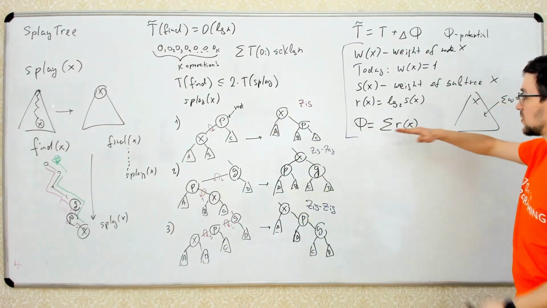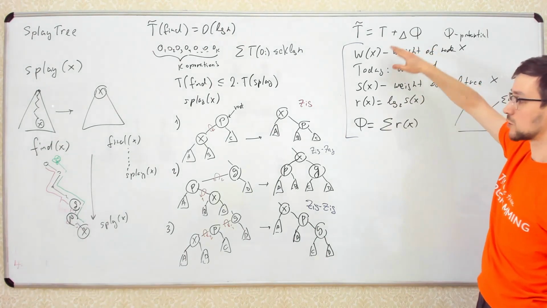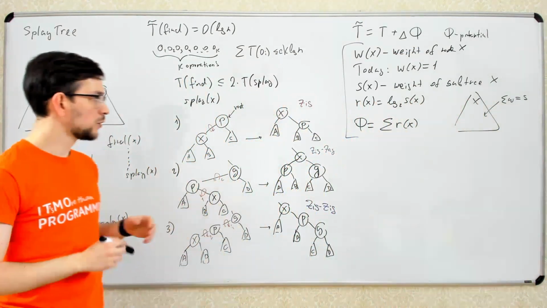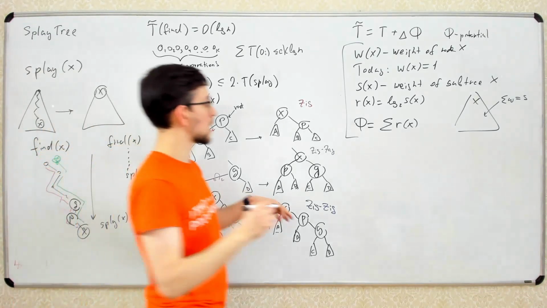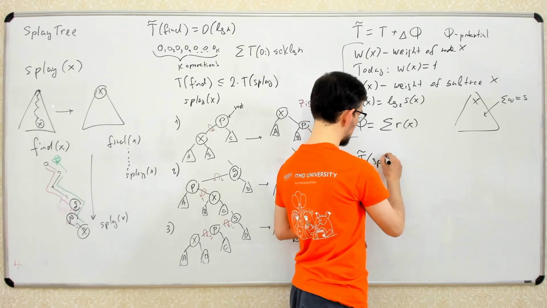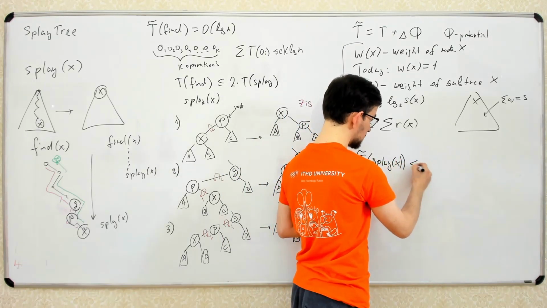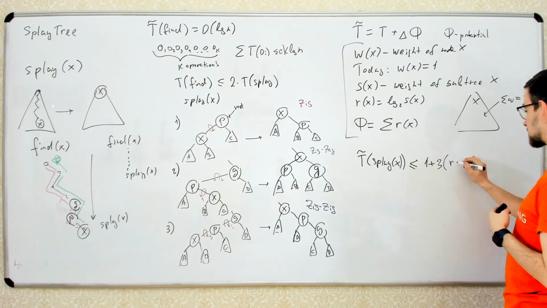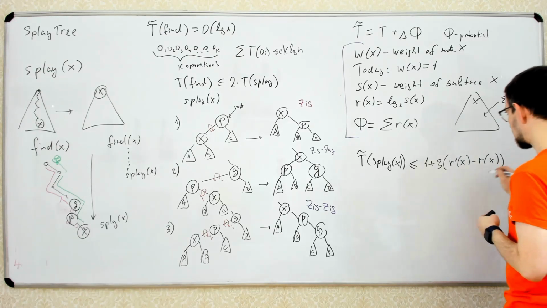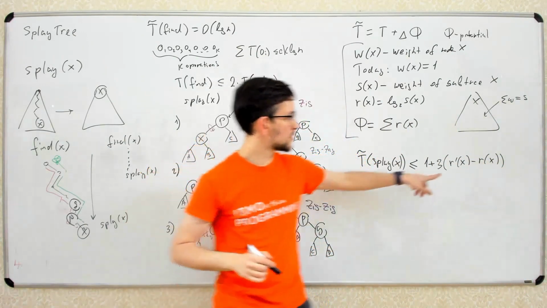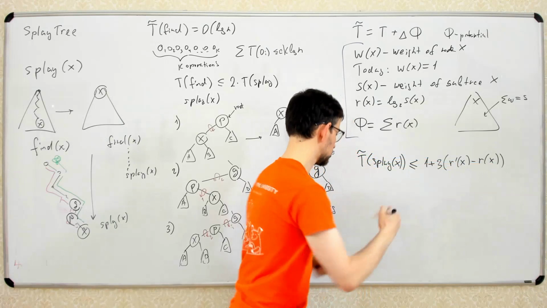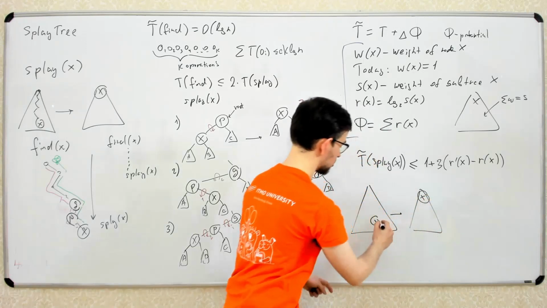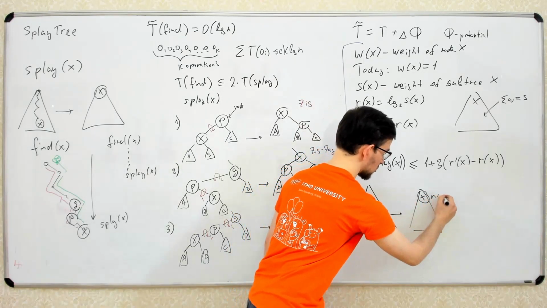Now that's all with the potential function. Now I'll just apply this potential function with this amortized cost and prove that the amortized cost is logarithmic. That's the plan. Now what will I actually prove? I will prove the following inequality: the amortized cost of this splay operation is no more than 1 plus 3 multiplied by the difference of these ranks. So this is the new rank of x, and this is the old rank of x. You start by taking this x and making it the root of the tree. So this is the old rank of x, and this is the new rank of x. That's the plan.